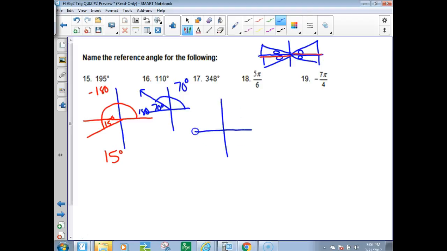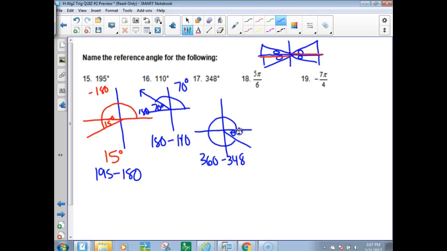348 lands you past into quadrant 4. If I was trying to figure out this angle, which is the reference angle measure, I would need to take 360 minus 348. The previous one was 180 minus 110. And the one before that was 195 minus 180.